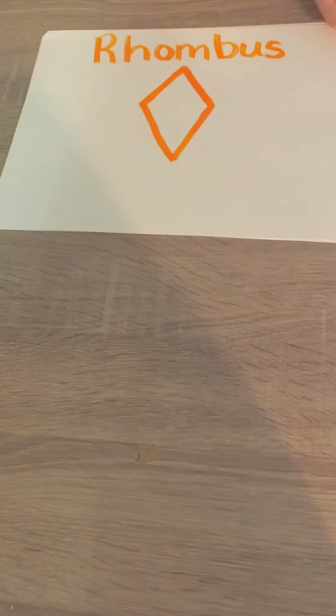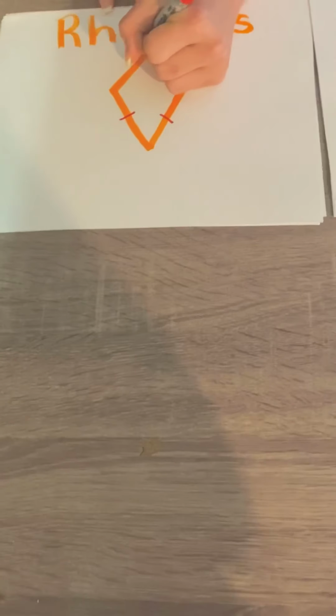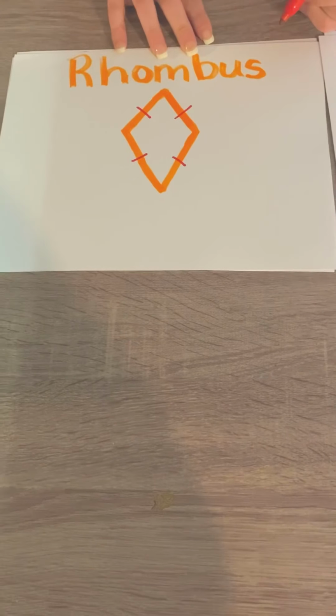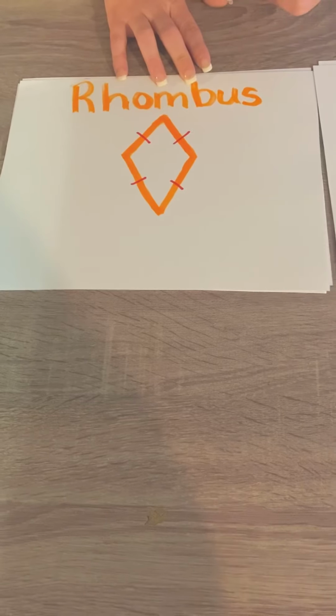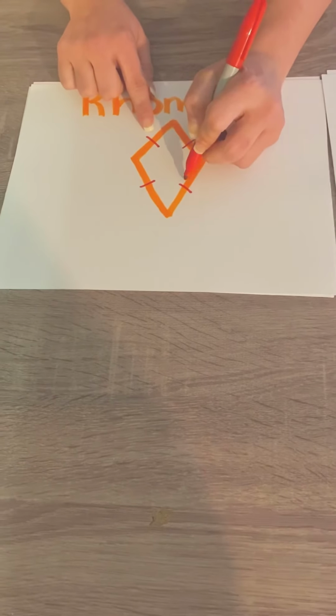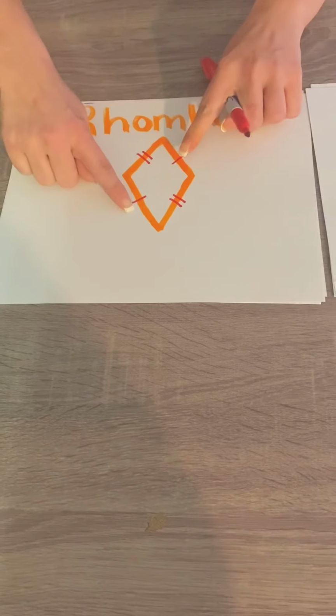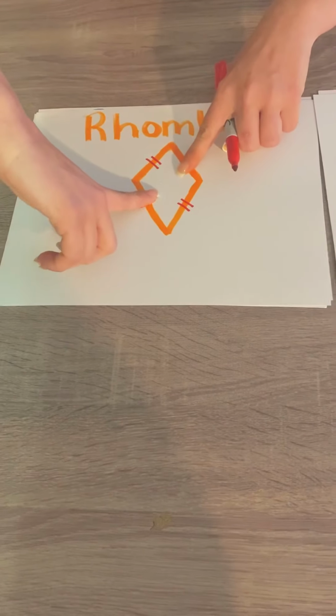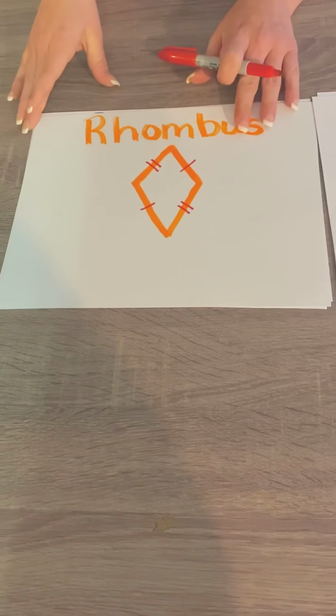All right, the next one I'm going to talk to you about is a rhombus. A rhombus also has 4 sides or 4 edges. And a rhombus also has 2 sets of parallel lines, like a parallelogram. So this would be a set, and this would be a set. If I push these together, they're not going to collide.